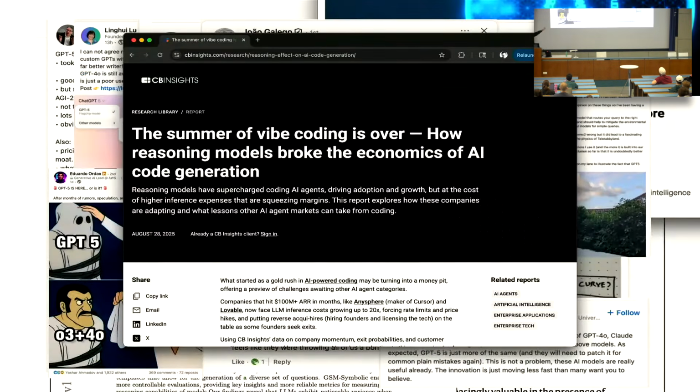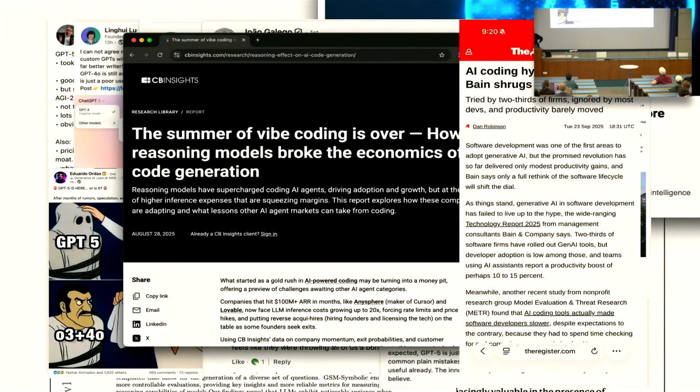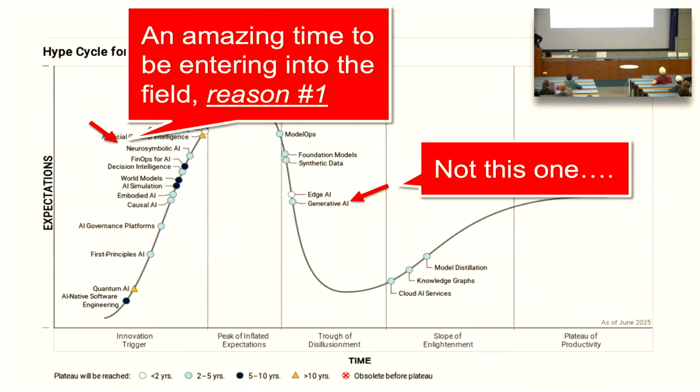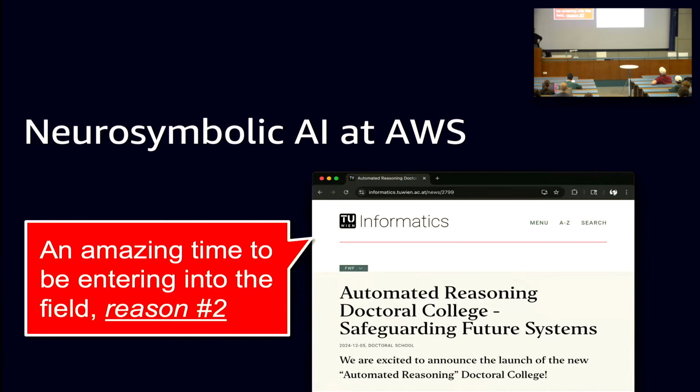I really like this one: "The summer of vibe coding is over." It was a funny headline. But every day you look, you see more. Anyways, if you're entering the start of a field, it's pleasant to be working on one that people have a lot of hope and optimism about, but that isn't completely overpopulated, unlike generative AI, which is on the downward slope and a little overpopulated. Okay, so that's the first reason I think it's quite exciting.